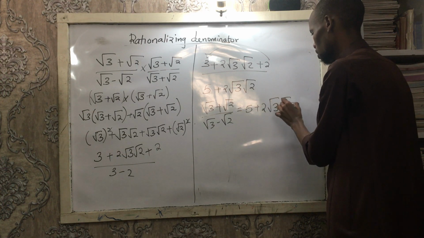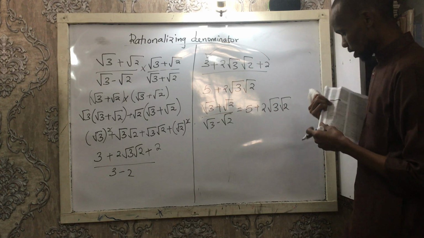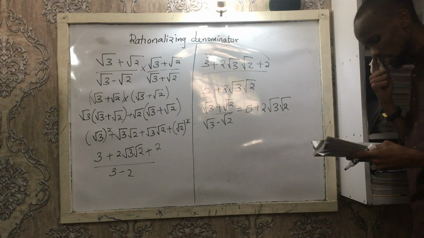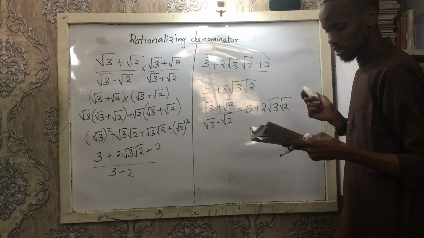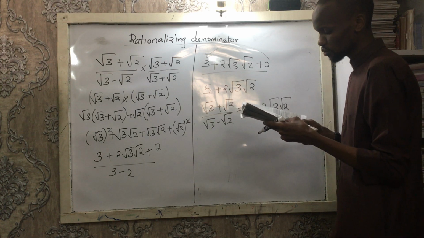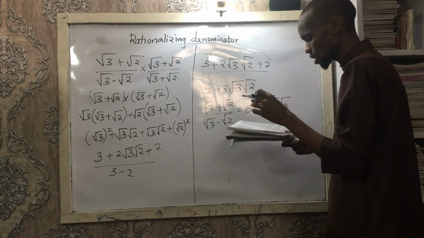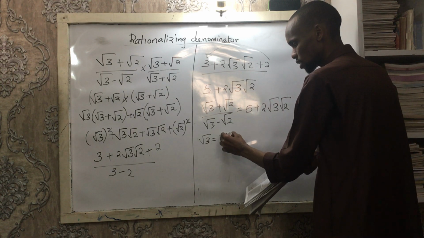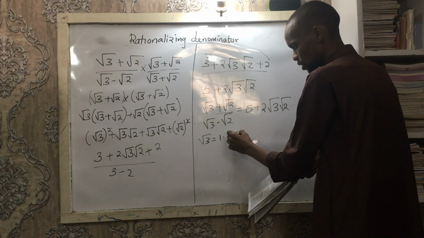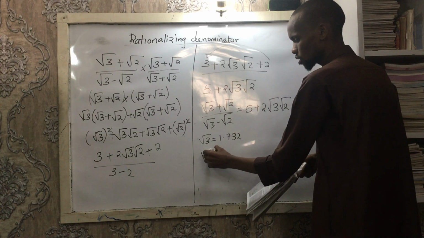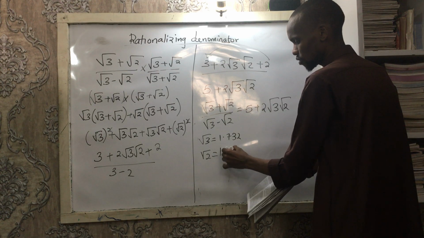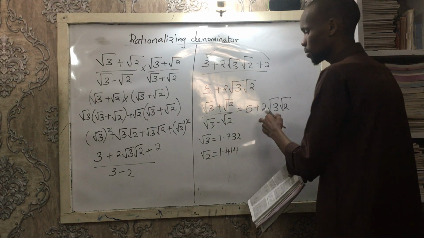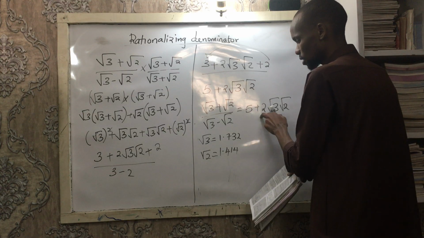plus 2, right? But under the statement, the question we have been told, rationalize the denominator and hence evaluate the expression correct to four significant figure, given that root 3 is what? Given that root 3 is 1.732 and root 2 is what? 1.414, right?